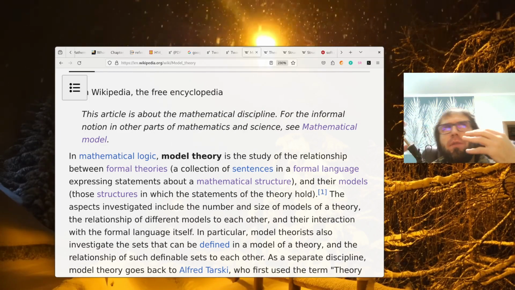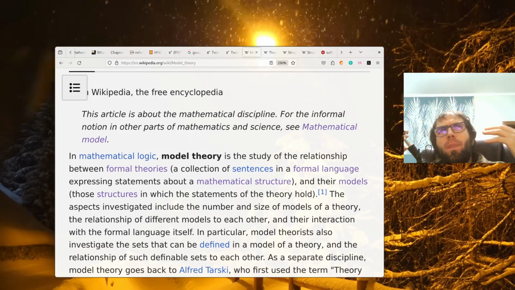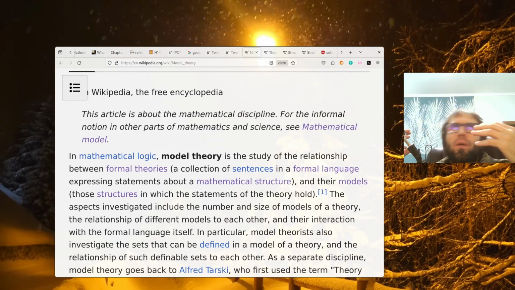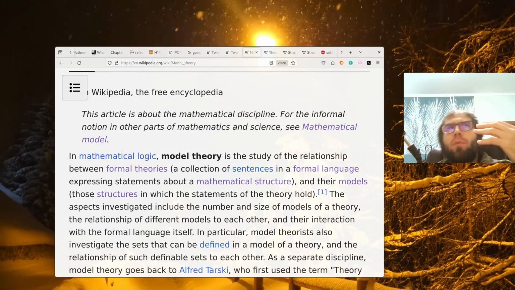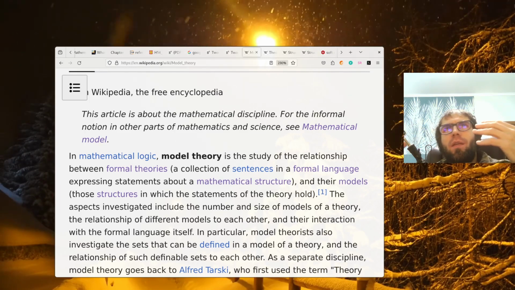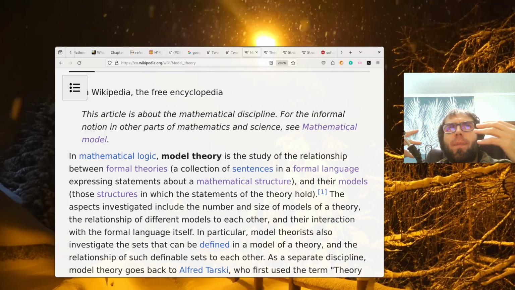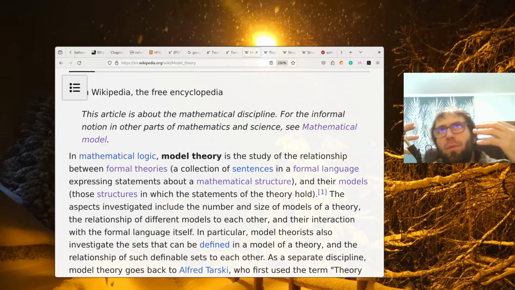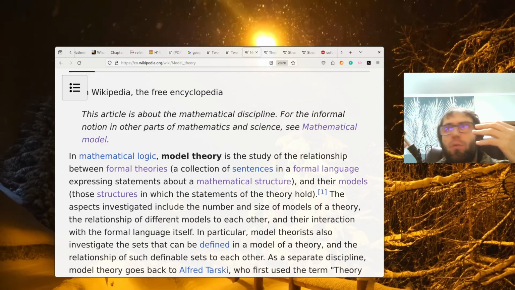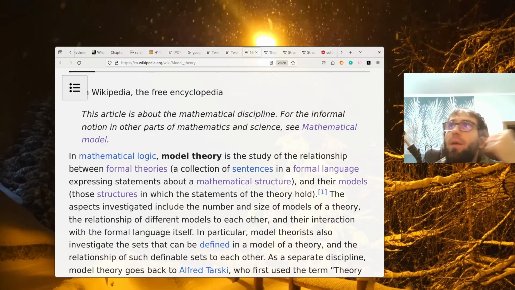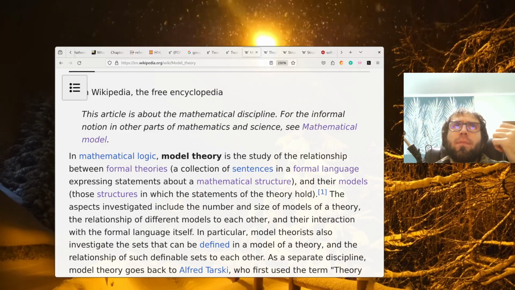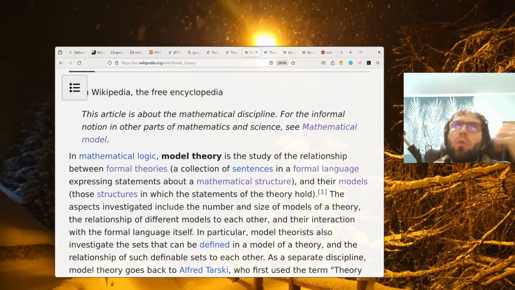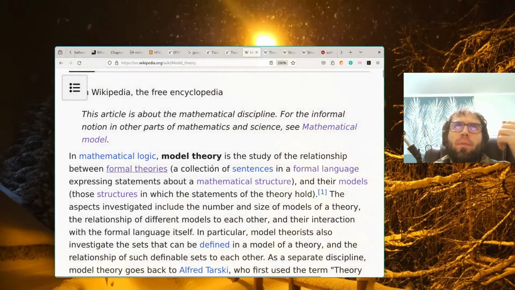On the one hand, we have formal theories, or formal systems. On the other hand, we have structures, mathematical structures, pure ideas, and they connect them. And the theory which studies this connection is called model theory. Okay.